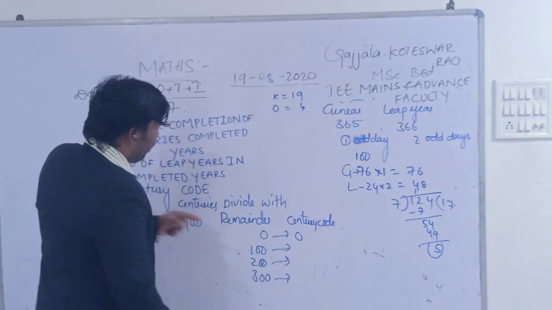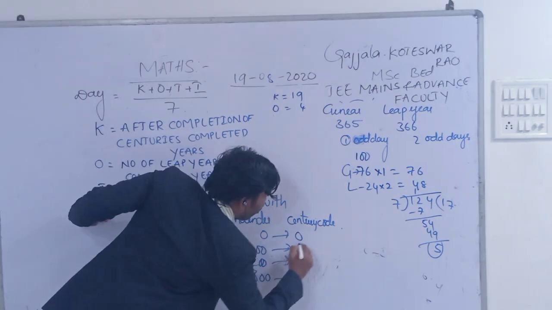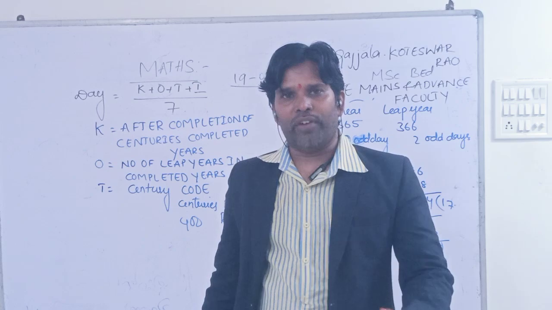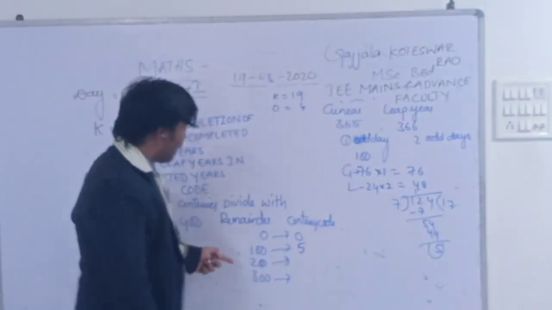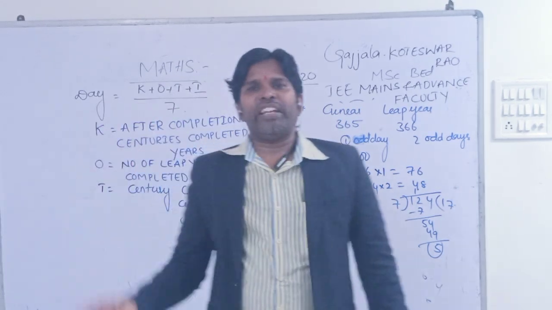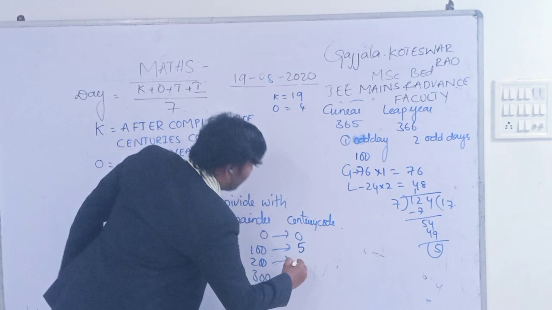So here, when 100 is the remainder, the century code you should take is 5. The next one, in 200 years: 100 years is 5, 5 plus 5 is 10, then you divide by 7, and the remaining odd days will be 3.